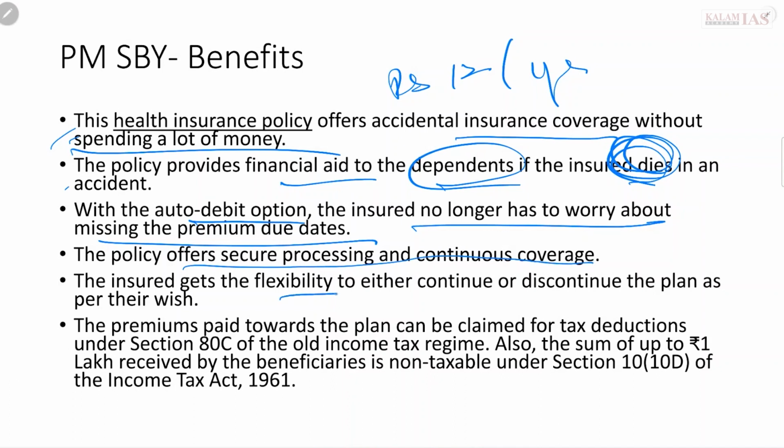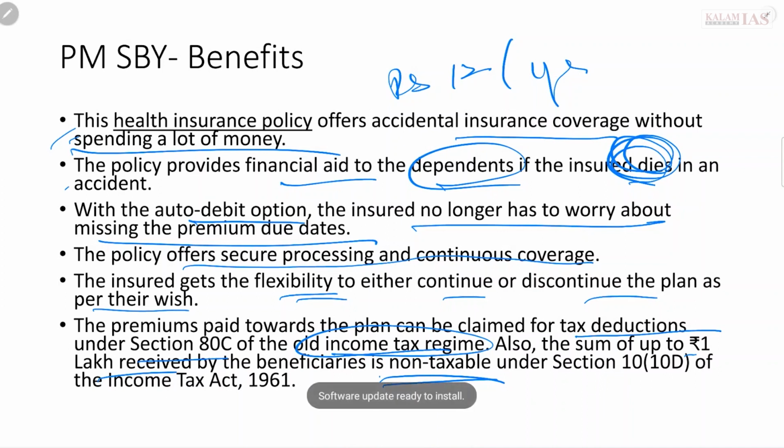The insured gets flexibility to either continue or discontinue the plan as per their wish. There is also an annual plan if someone wants, or there is a continuous plan if someone wants, and you can constantly change that also. The premiums paid towards the policy can be claimed for tax deductions under 80C of the old income tax regime. Please remember there are now two regimes, the new regime and old regime. Also, a sum of up to rupees 1 lakh received by the beneficiaries is non-taxable under the Income Tax Act. So, up to 1 lakh rupees, you will not have to pay any tax on insurance benefits.